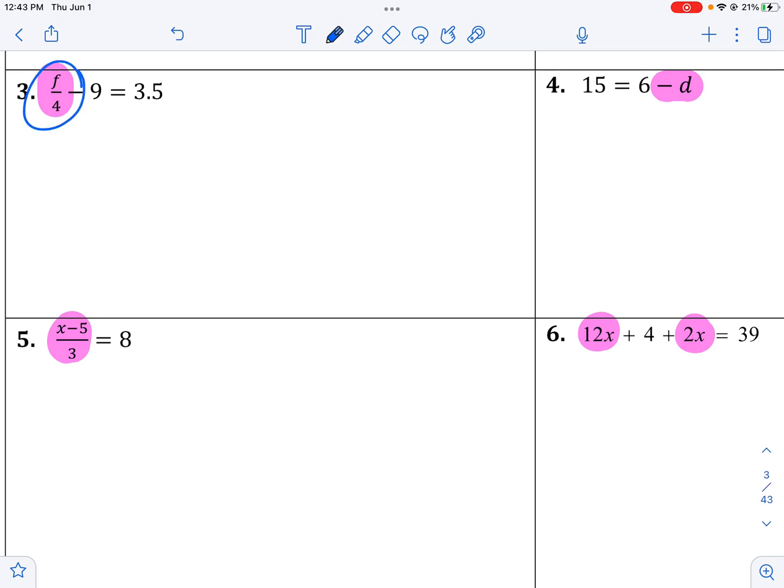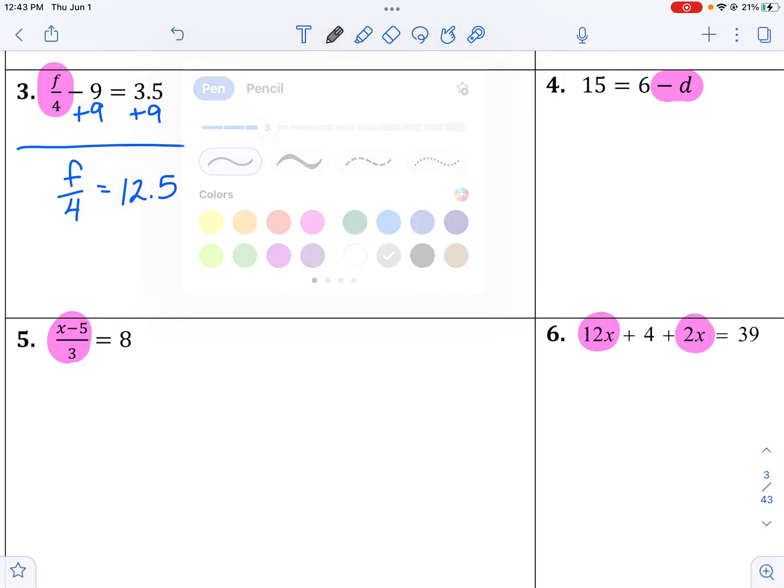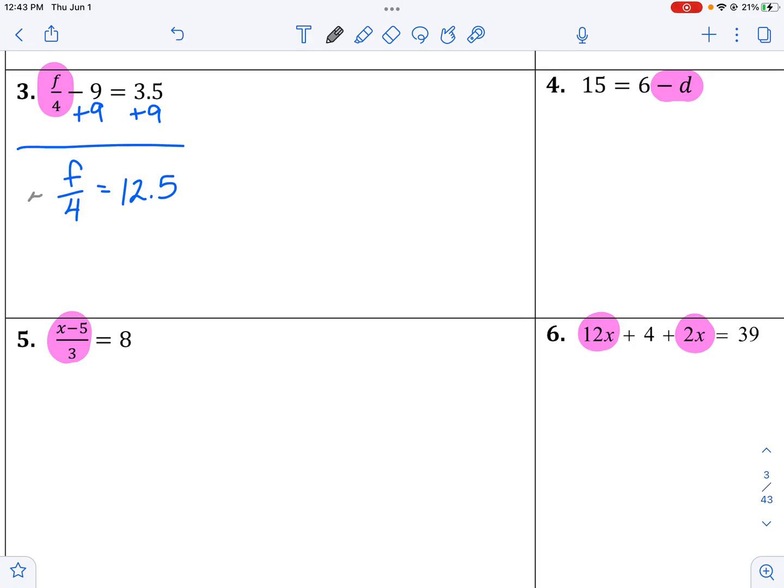All right, so the first thing we see is a fraction there, f divided by 4. Can't undo that yet. I need to undo any addition or subtraction first. So I'll add 9. I get f divided by 4 equals, well, 3 plus 9 is 12.5. And just like we talked about in 1.1, a fraction is really division. So the opposite of dividing by 4 is multiplying by 4.